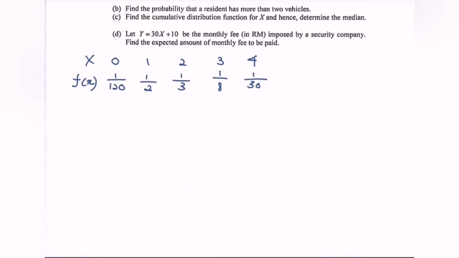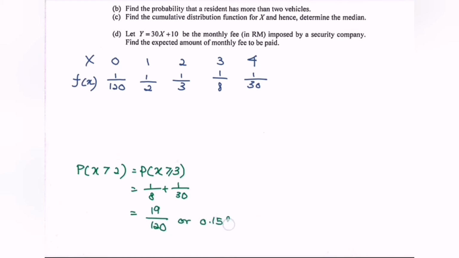B. Find the probability that a resident has more than 2 vehicles. So that means we want the probability that x is greater than 2 vehicles. As we can see, this is a discrete random variable, so the sign is very important. So kindly modify the situation where we have x greater than or equal to 3. So we need to sum up 1 over 8 plus 1 over 30, which gives 19 over 120, or 0.158.